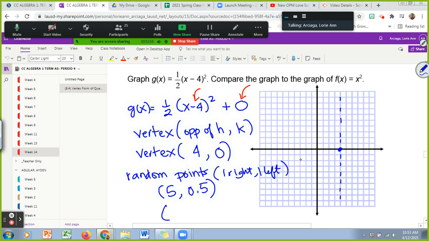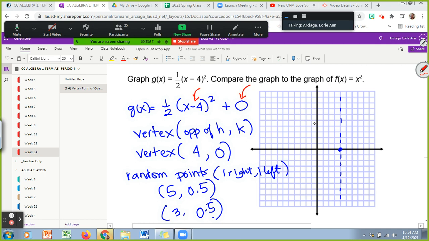Now, I tried the 5 here. Let me try the one to the left. That's 3. Let's try 3. Look at what's going to happen. 3 minus 4 is -1. But when you square -1, it's still 1. So when you get 1/2 of 1, you still get 1/2 or 0.5. So 0.5. Because our function is even, remember, whether this becomes a positive one or a negative one after plugging in, if you square it, it's still gonna be 1.